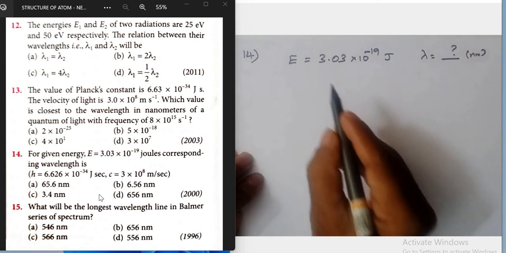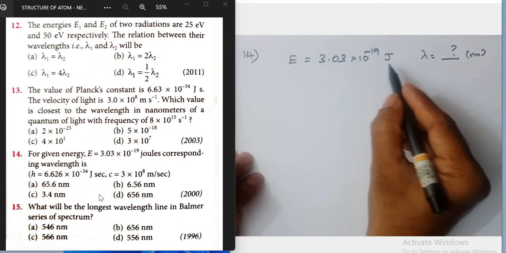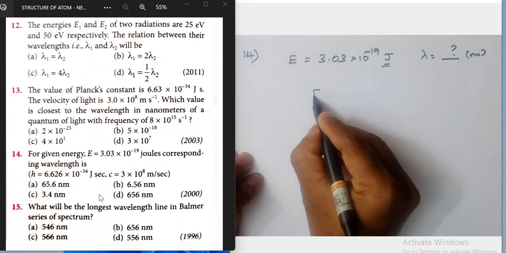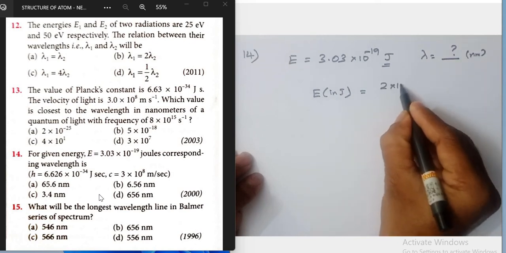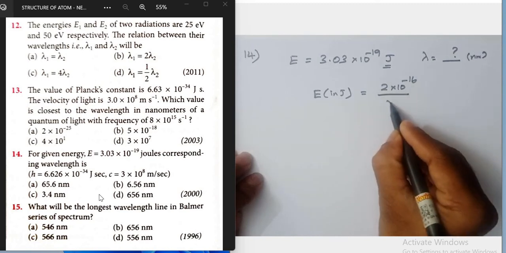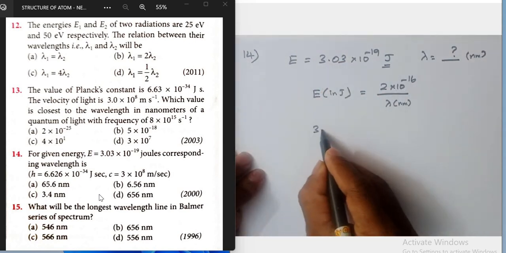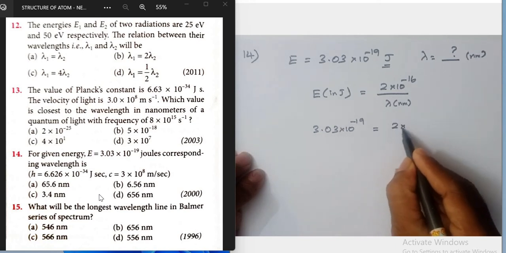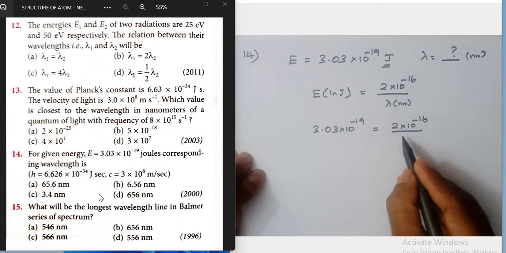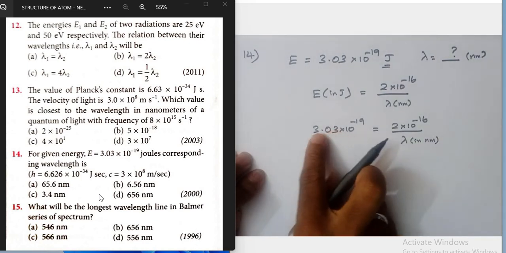I have given a shortcut formula for energy in joule and wavelength in nanometer. The formula is: energy in joule is equal to 2 into 10 to the power minus 16 by wavelength in nanometer. Very simple, direct relation. Now energy is given as 3.03 into 10 to the power minus 19 joule, and we need to find the wavelength in nanometers. Bring lambda here and bring this quantity here.